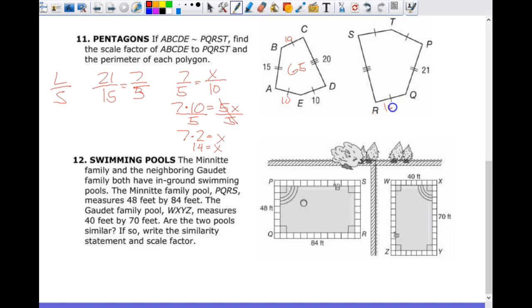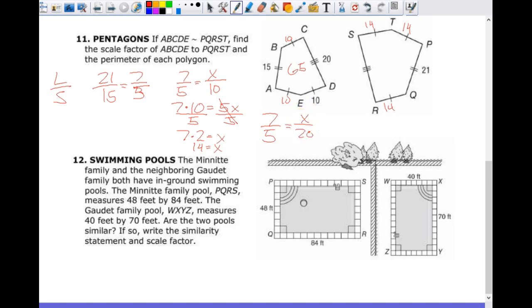So we know this is 14. Hey, look, we also got this one and this one. But we're still missing it. We don't know what it has to add up to. We need to use the same scale factor and figure out what this one is. 7 over 5 is equal to, well, large goes on top, x over 20.